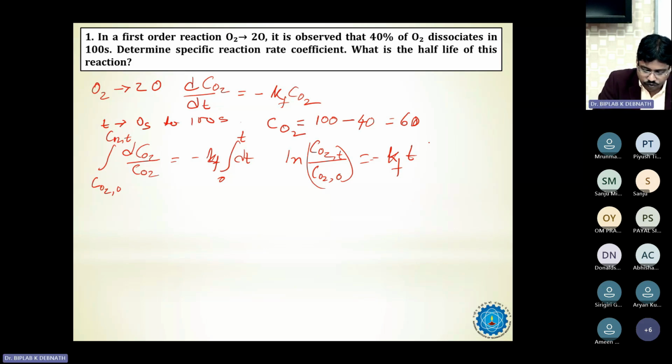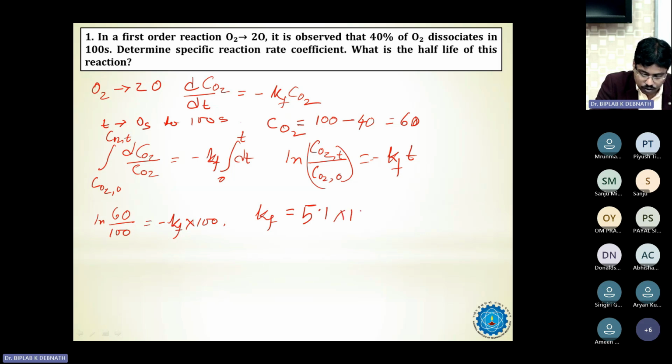Okay. So from here we can now put the values after time t. This is 60. So ln 60 divided by 100 is equal to minus kf into 100. Okay. So from here we get kf. After doing the equation, 100 will go down, minus minus will cancel out with the ln, and you will get kf is equal to 5.1 into 10 to the power minus 3 per second.